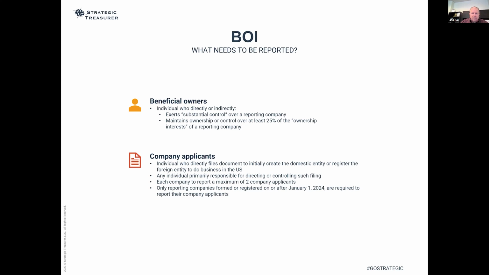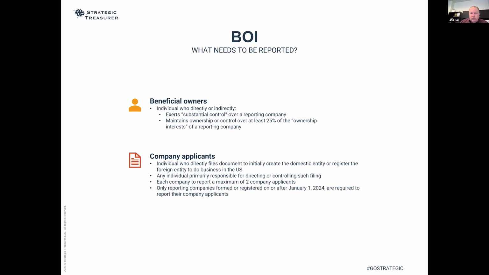We have an image of the flow in just a bit that we'll show you, but there are two key names here that we're going to emphasize. Beneficial owners are those who exert control or have ownership of 25% or more of a reporting company. Substantial control can be the CEO, someone who's directing what the company's doing, a type of manager, or somebody who has 25% of the ownership interest in a reporting company.